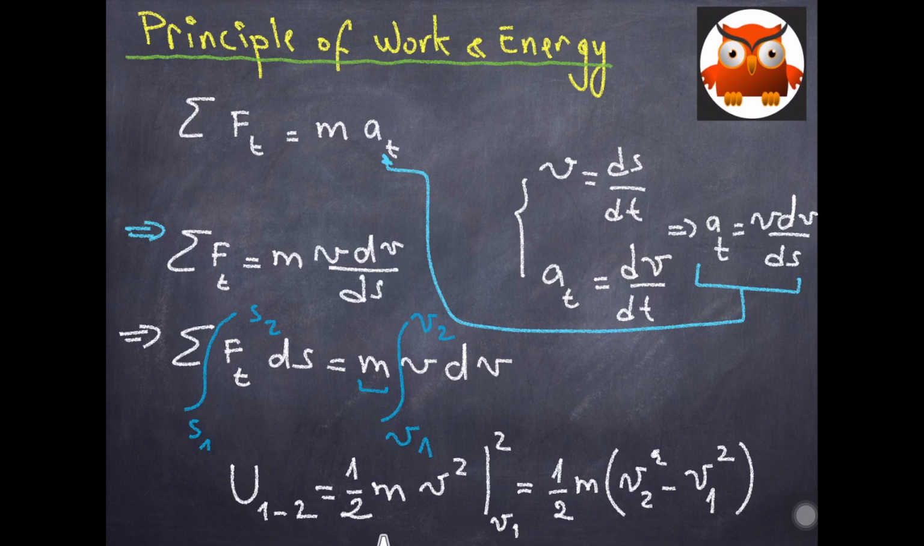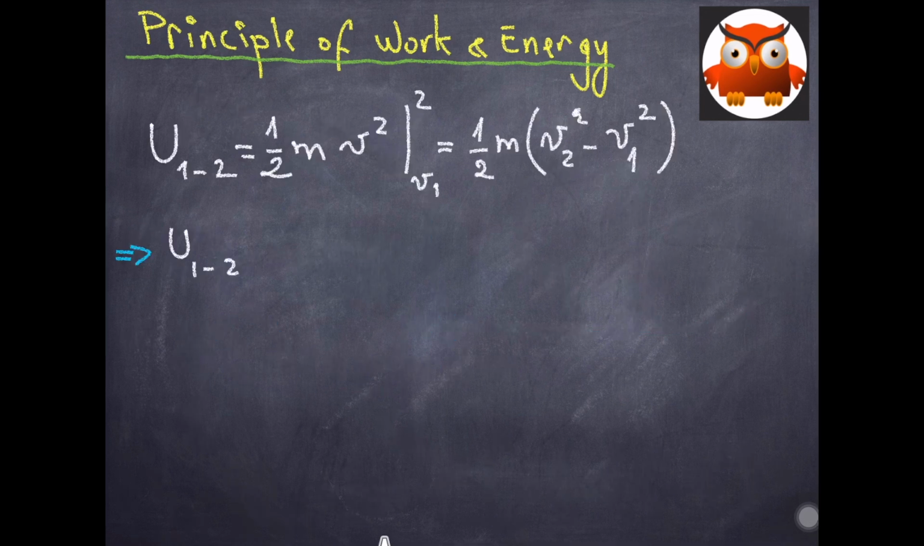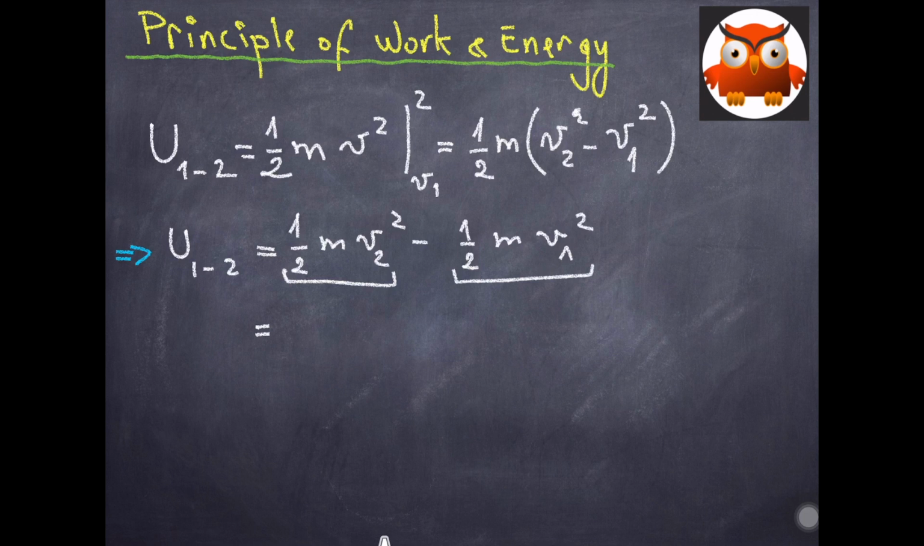So this is the principle of work and energy. Let's look at this equation. We have the total work done by the forces applied on the particle equal to half m times v2 squared minus v1 squared. So this will be equal to half m v2 squared minus half m v1 squared. And if you recall, this represents the kinetic energy, and this also represents the kinetic energy. So it is equal to T2 minus T1.